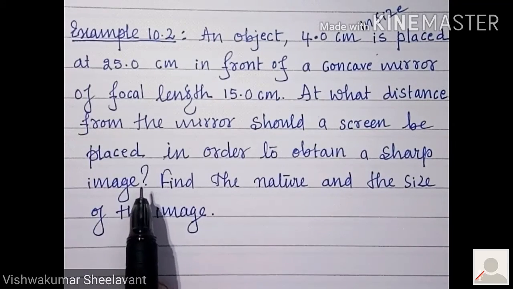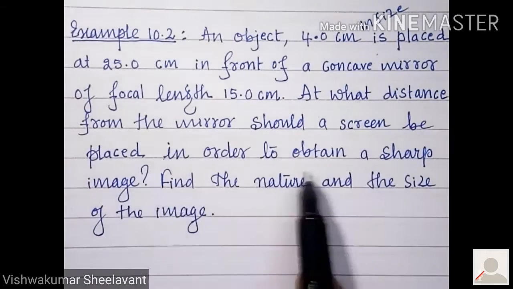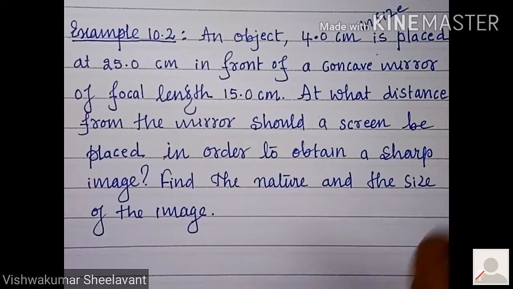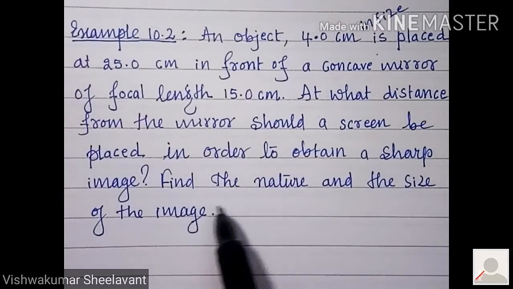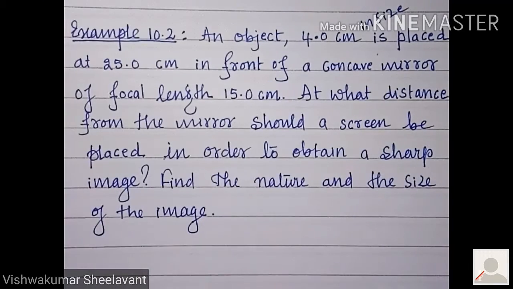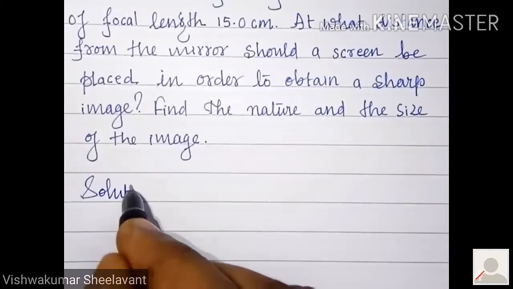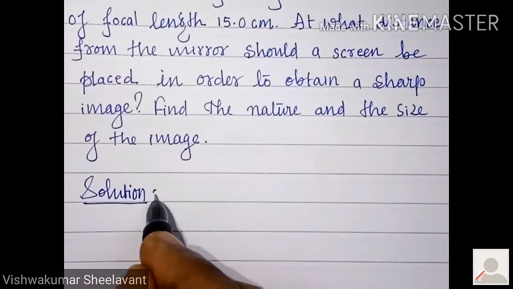It means that you have to find the position of image. Where the screen should be placed? The screen should be placed where image is formed. That means you have to find the distance of the image from the pole, or image distance v you have to calculate. Find the nature and the size of the image. Also you have to find out what? Nature and the size of the image. Right, solution.